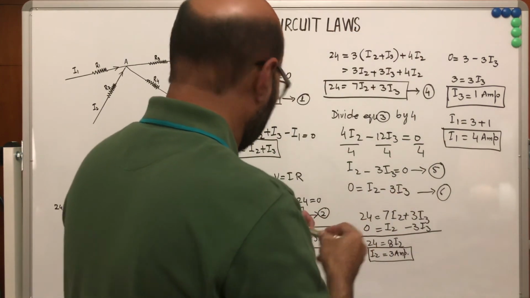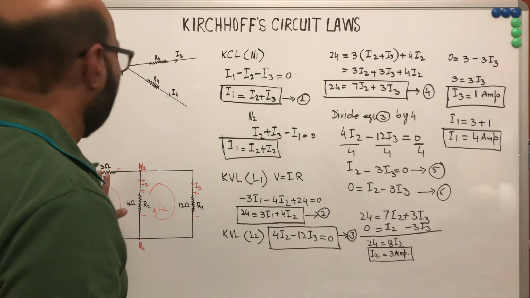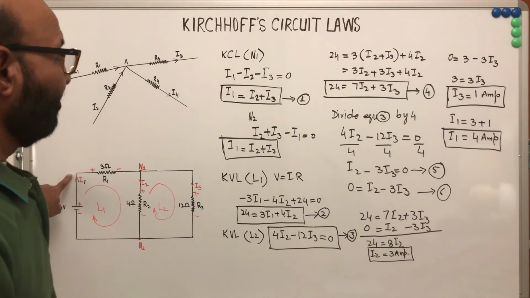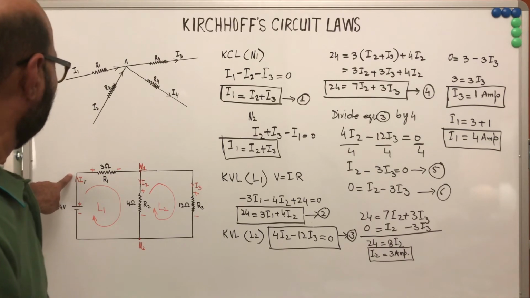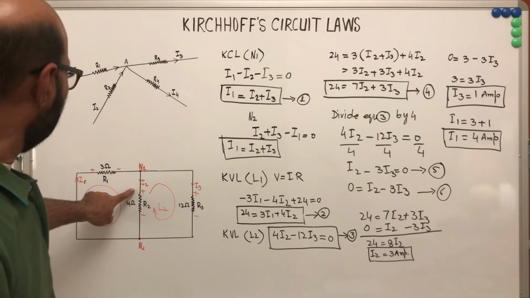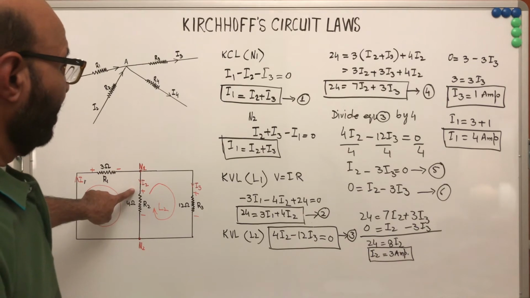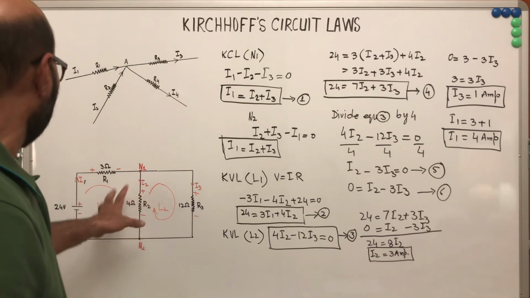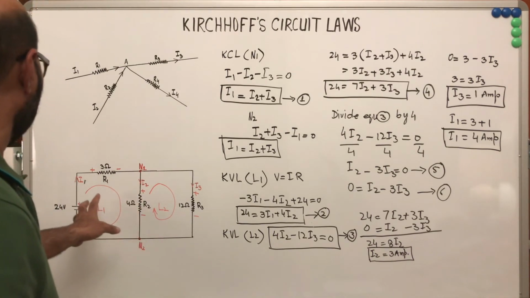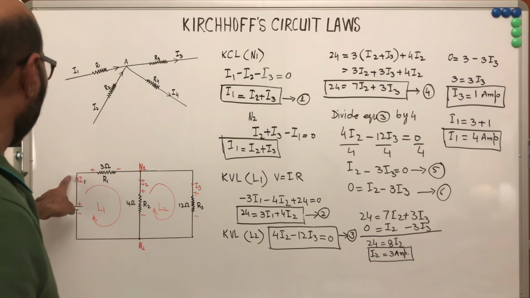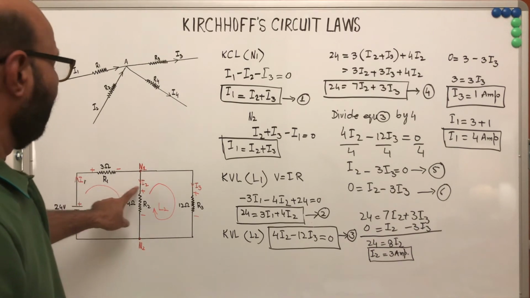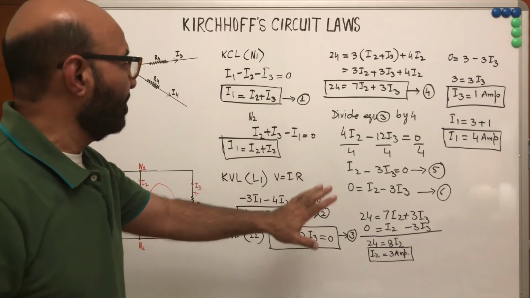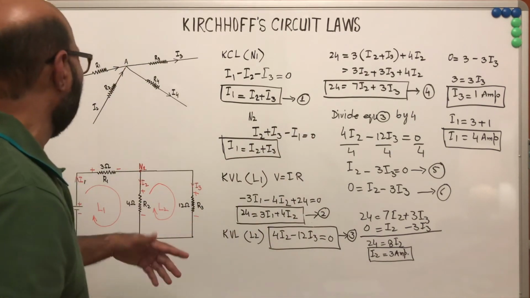So with this, now we have all the three currents. Here I1 is 4 ampere, I2 is 3 ampere and I3 is 1 ampere. So this makes sense that 4 ampere splits into 3 ampere and 1 ampere. So this verifies that the values of I1, I2 and I3 calculated are meaningful.